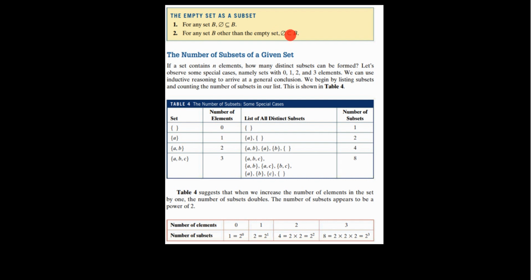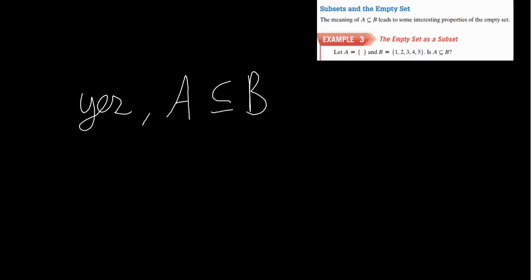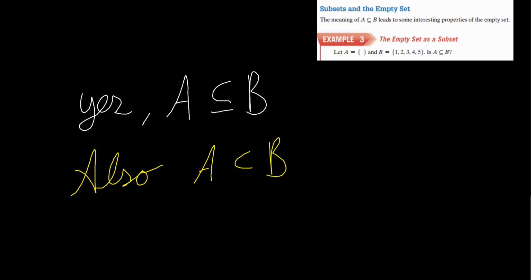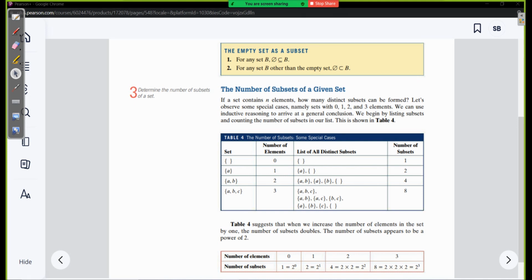Okay. So on top of our solution here, it asks, is A a subset of B? Well, it is also a proper subset. Okay, so let's put that down as well. It didn't ask for it, but we're going to put it anyways. Also, A is a proper subset of B.